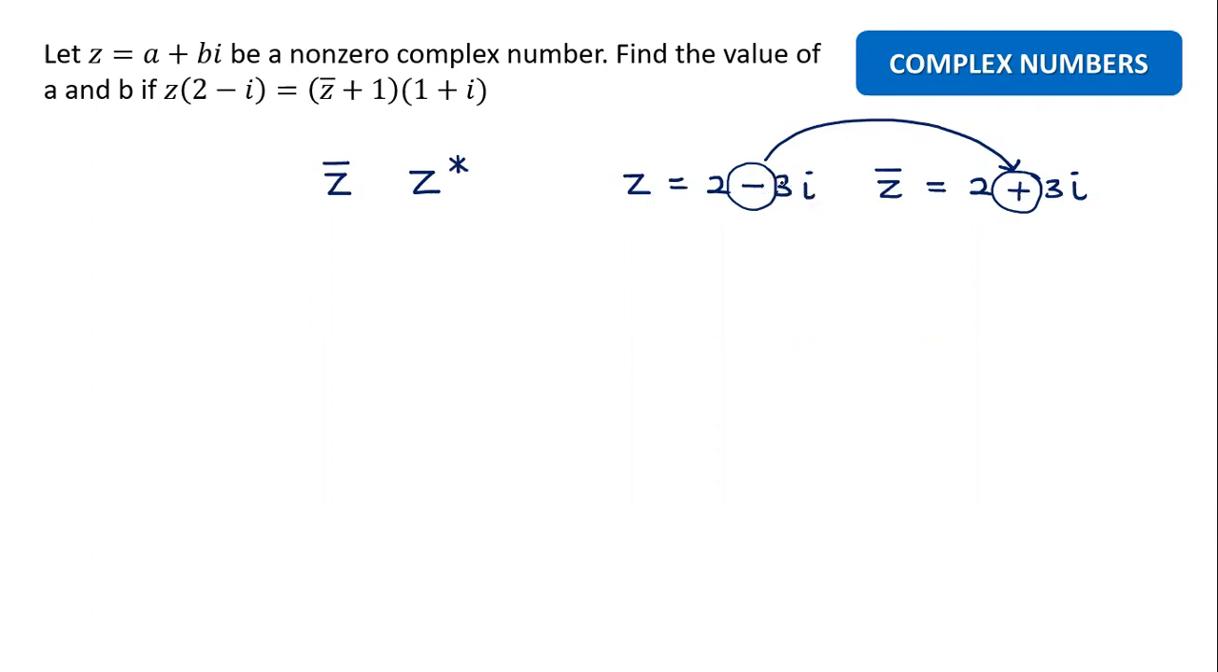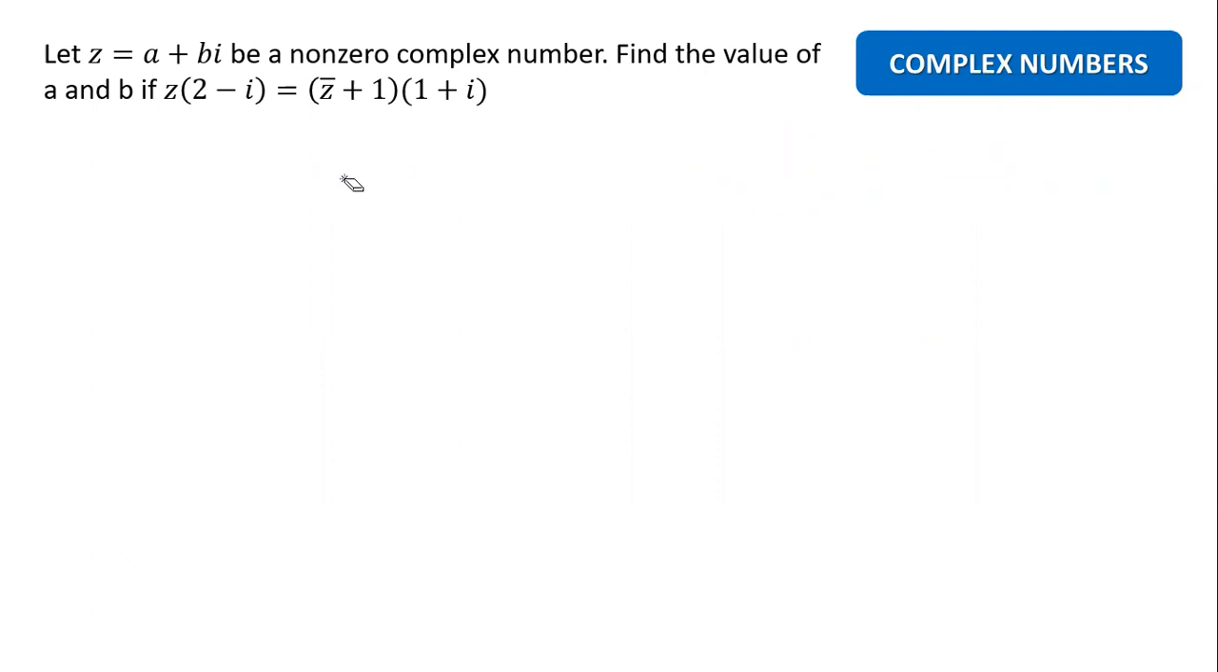In any question, if they put a z bar, it means conjugate, the complex conjugate. Understand? In this question they use a z bar here. It's the same idea, class. Same idea. Let us move on to the question.